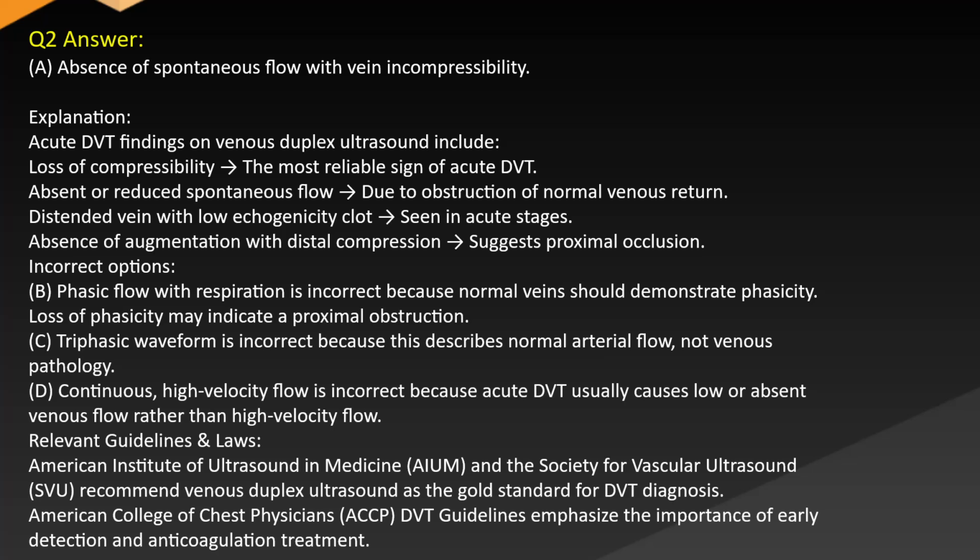Incorrect options: B. Phasic flow with respiration is incorrect because normal veins should demonstrate phasicity. Loss of phasicity may indicate proximal obstruction. C. Triphasic waveform is incorrect because this describes normal arterial flow, not venous pathology. D. Continuous high velocity flow is incorrect because acute DVT usually causes lower venous flow rather than high velocity flow. Relevant guidelines and laws: American Institute of Ultrasound in Medicine (AIUM) and the Society for Vascular Ultrasound (SVU) recommend venous duplex ultrasound as the gold standard for DVT diagnosis. American College of Chest Physicians (ACCP) DVT guidelines emphasize the importance of early detection and anticoagulation treatment.